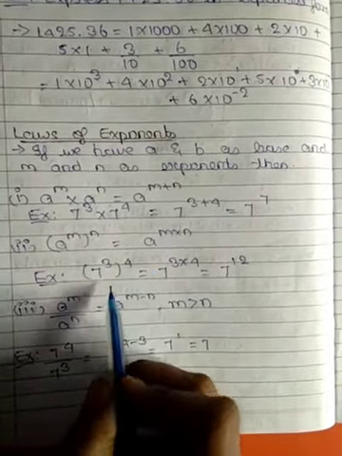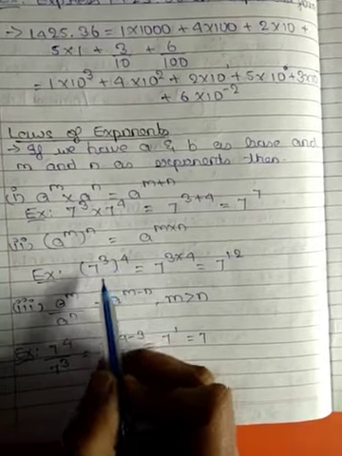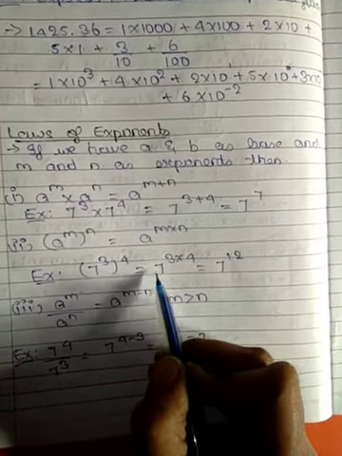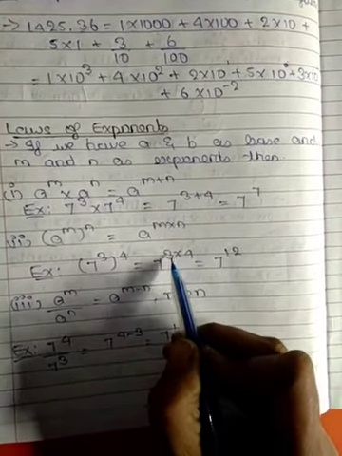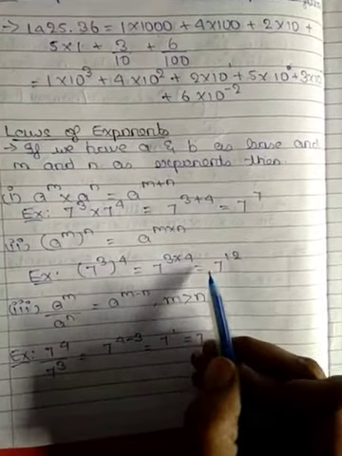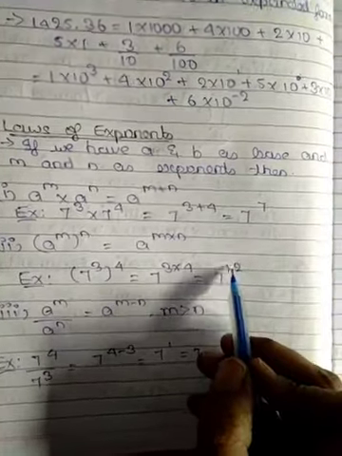So let's take an example for this law. 7 raised to 3 the whole raised to 4 is equal to 7 raised to 3 multiplied by 4. Here we have to multiply the exponents, 3 multiplied by 4, that is 12. So our answer is 7 raised to 12.